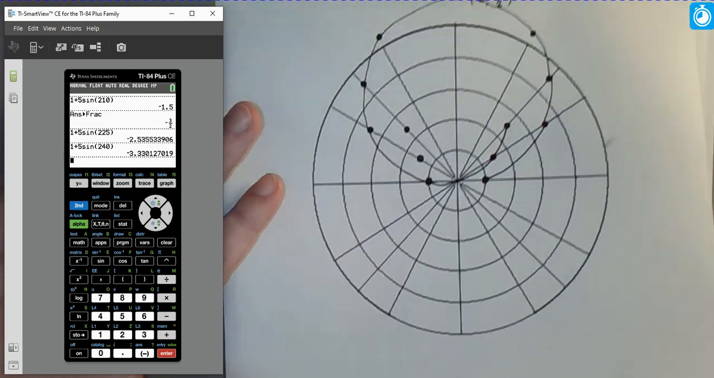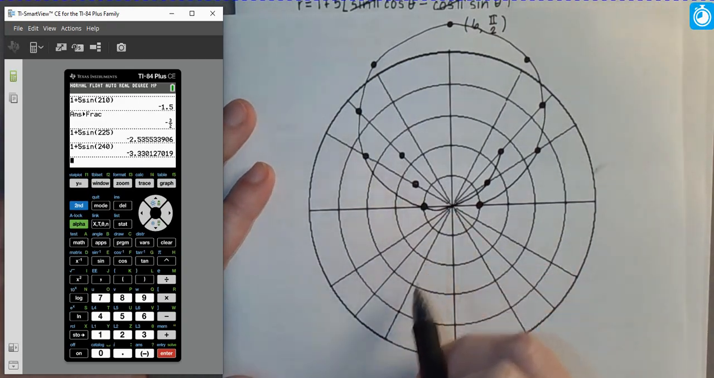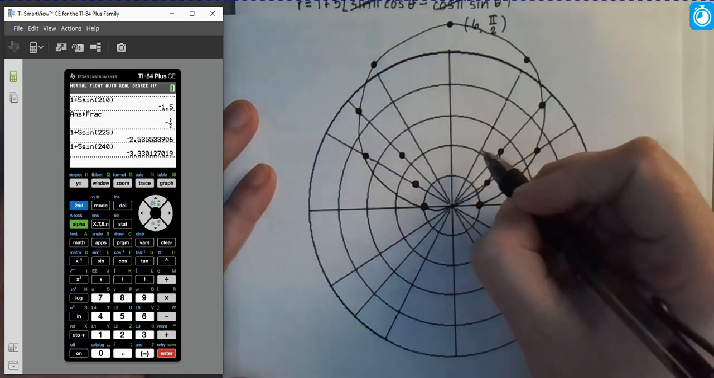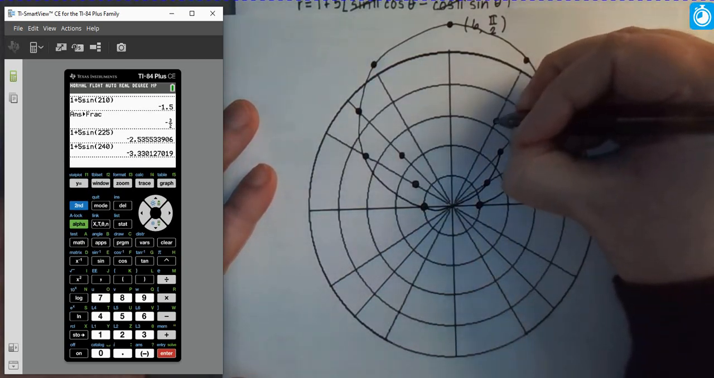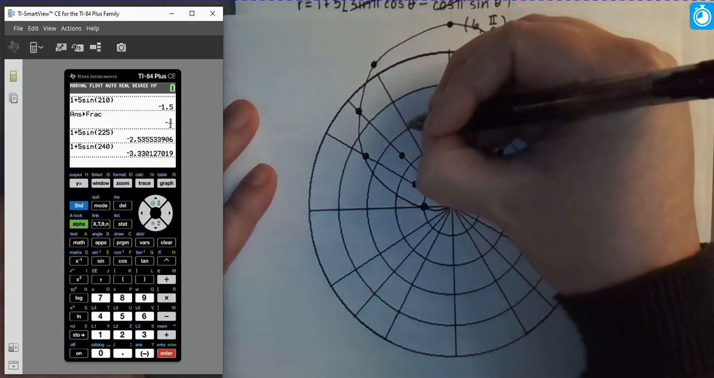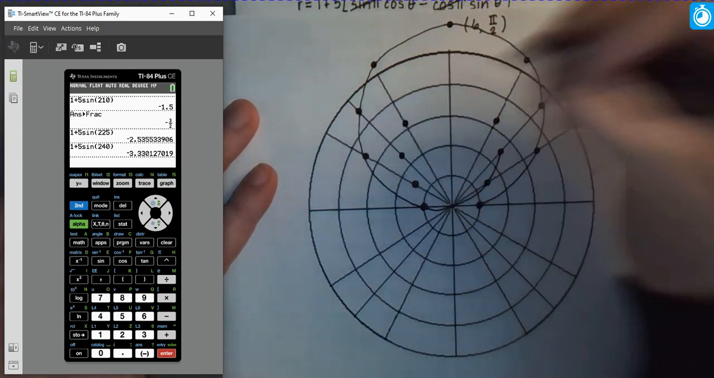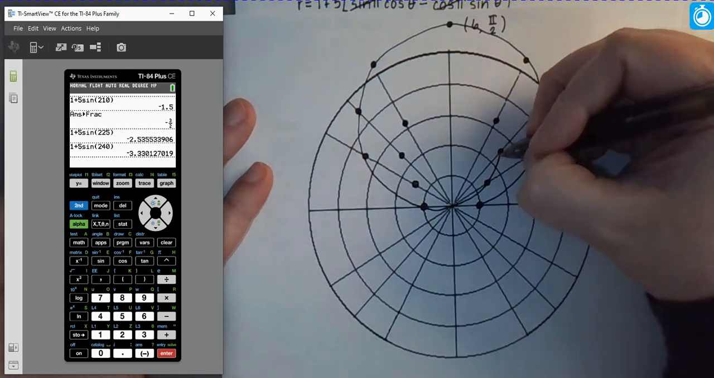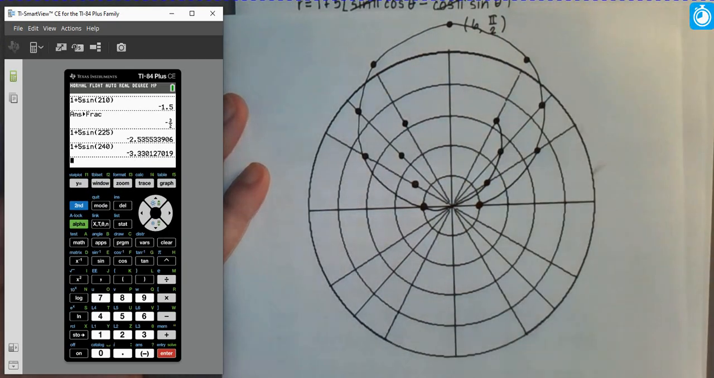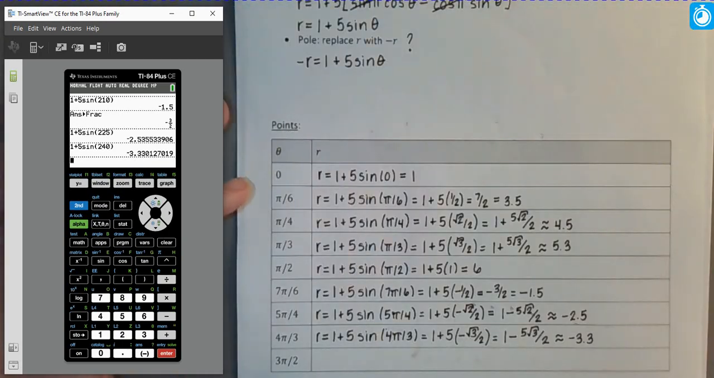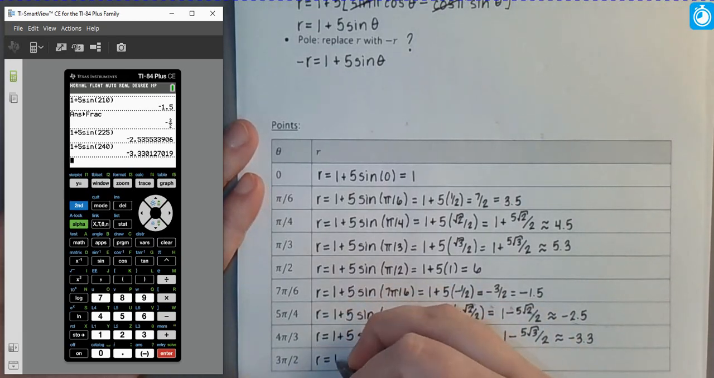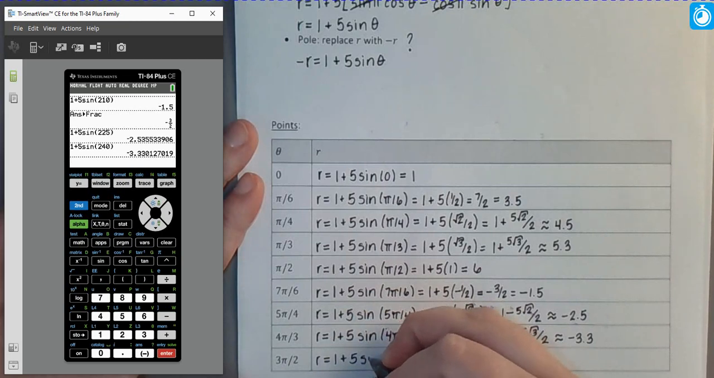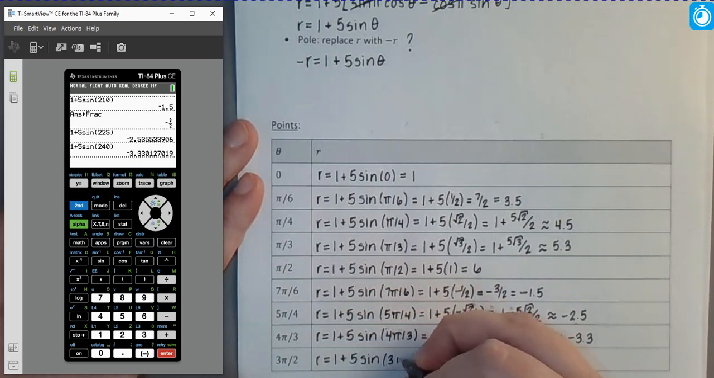On our graph so far, for 4 pi over 3 radians right here, we go negative 1, negative 2, negative 3, just a little bit beyond negative 3, about a quarter of the way between the two rings. And again, here's our symmetric point on the other side. If I continue rotating, here's where I am now. Then we can get one more point and we'll be right there. So our last value of theta, 3 pi over 2: r is equal to 1 plus 5 times the sine of 3 pi over 2.